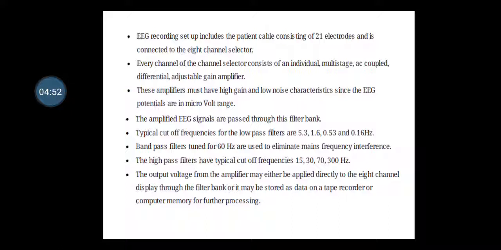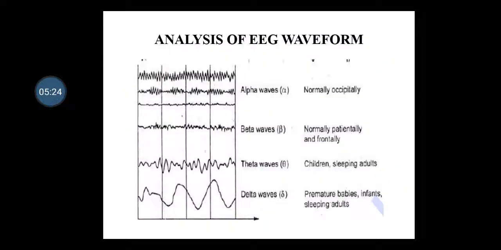Typical cutoff frequencies for the low pass filters are 5.3, 1.6, 0.53 and 0.16 Hz. Band pass filters tuned for 60 Hz are used to eliminate mains frequency interference. The high pass filters have typical cutoff frequencies of 15, 30, 70, and 300 Hz. The output voltage from the amplifier may either be applied directly to the 8-channel display through the filter bank, or it may be stored as data on a tape recorder or computer memory for further processing.